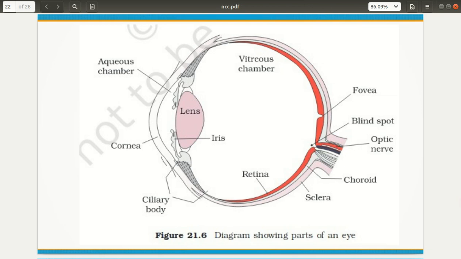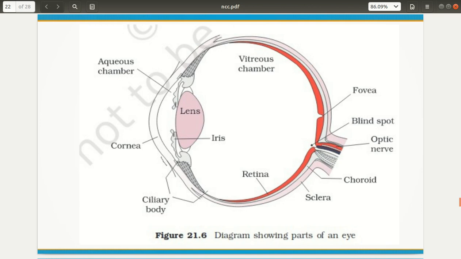So you can look into the structure of an eye. The cornea is there, and it leads to the iris, and there is a fluid within this aqueous chamber, and there is a hard lens that is found in the eye, and there is a vitreous chamber. So you can also notice the innermost layer, that is the retina, and there is a furrow like structure called fovea, and the blind spot. There are optic nerves arising from the back of the eye. So the choroid layer, the sclera is also there, and the ciliary body.